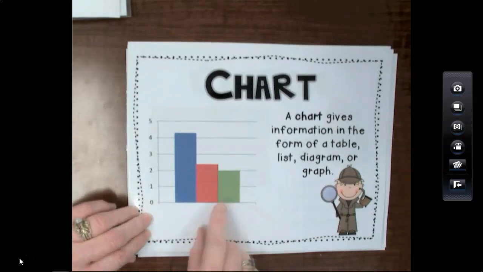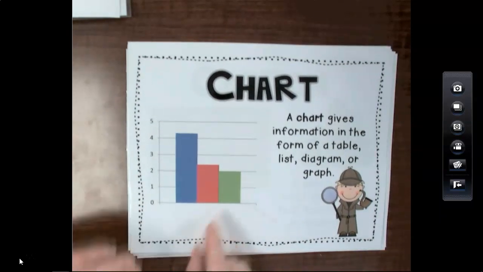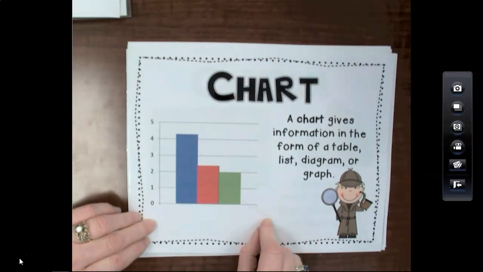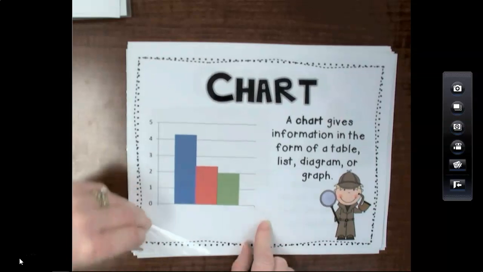Okay, a graphic source may be a chart. In your reading you may see a chart. And a chart gives information in the form of a table, a list, a diagram, or a graph.